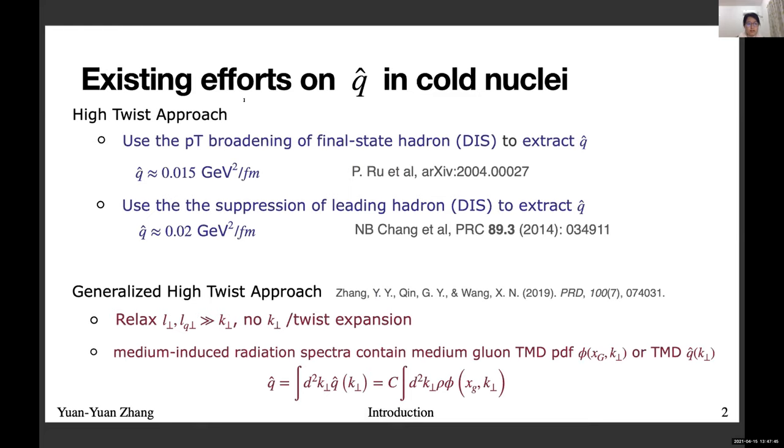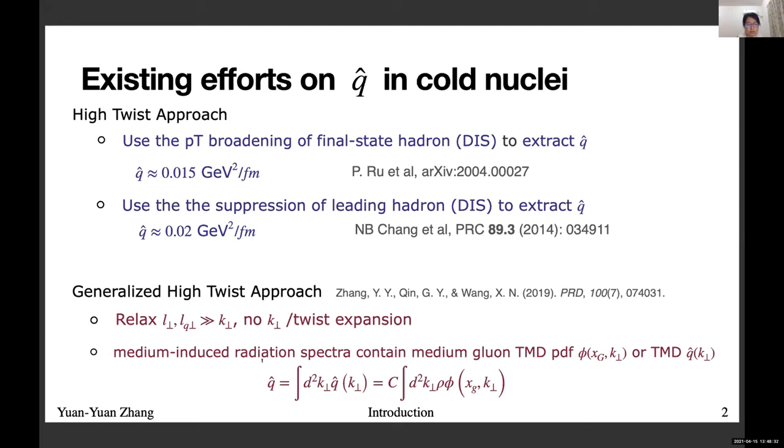And there are already some existing efforts about q-hat in cold nuclei. Like Ru et al, they use the PT broadening of final state hadron to extract q-hat. And there are also studies from Chuan et al. They use the suppression of the leading hadron to extract the q-hat. These two studies are based on the higher twist approach. And we have extended the higher twist approach to the generalized one by relaxing the approximation that final quark and gluon transverse momentum is much larger than the exchanged gluon transverse momentum. So there's no k-perp or twist expansion.